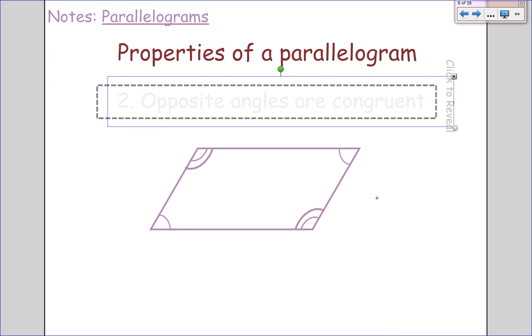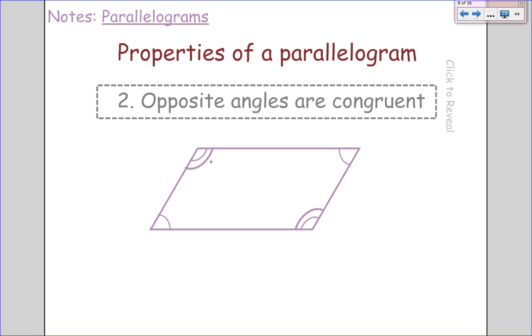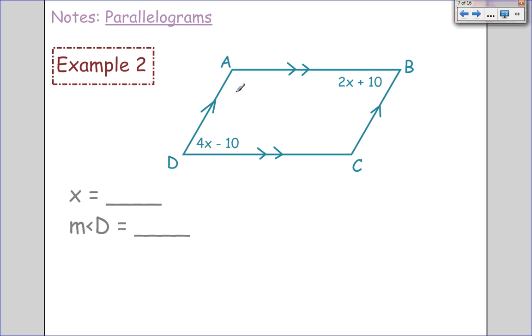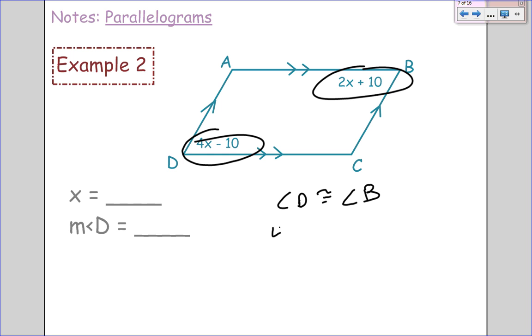Another property of a parallelogram is that the opposite angles across from each other are congruent. So here we have our parallelogram because the lines are parallel on the opposite sides. So we know that angle D is congruent to angle B because they're opposite angles. So 4x minus 10 equals 2x plus 10.